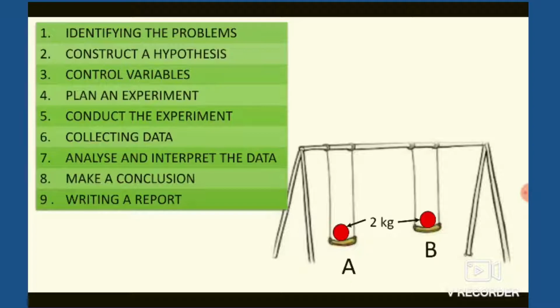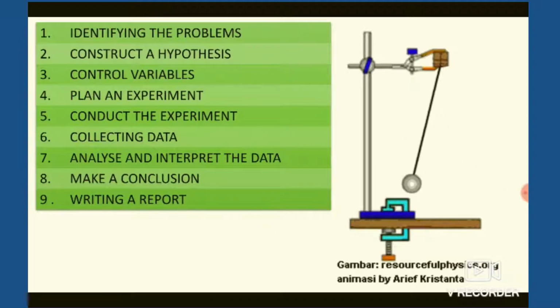So for example, as you can see in the figure, there are pendulum A 2 kg and pendulum B is also 2 kg, but both pendulums have different length. Okay, let's take a look at this. Okay, let's identify the problem. So, how does the length of a pendulum influence the period, ni masa of one complete oscillation?